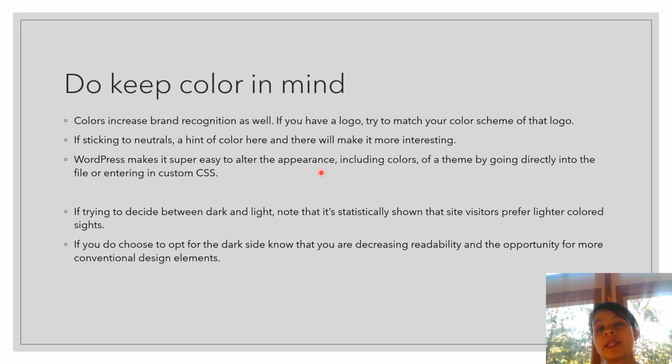WordPress makes it super easy to alter the appearance, like colors. You can go right into the file and alter it in custom CSS if you have some knowledge of CSS, or you can even just customize it under Appearance. Usually it even allows you to choose between dark and light settings.